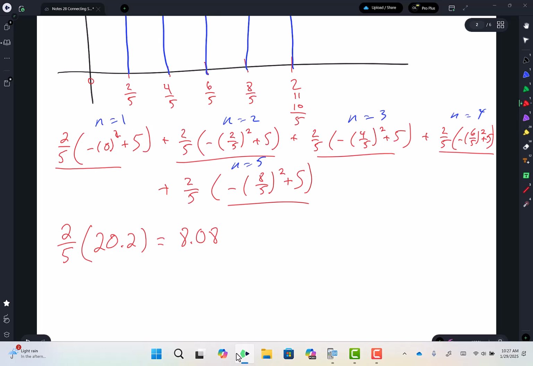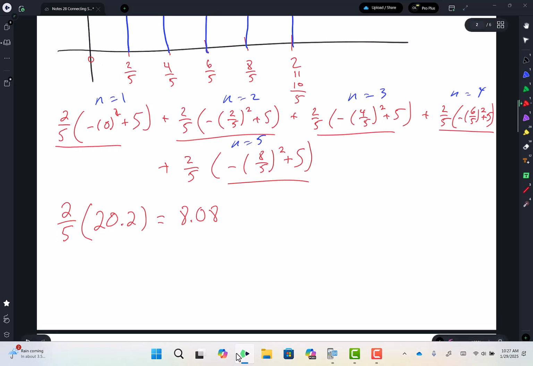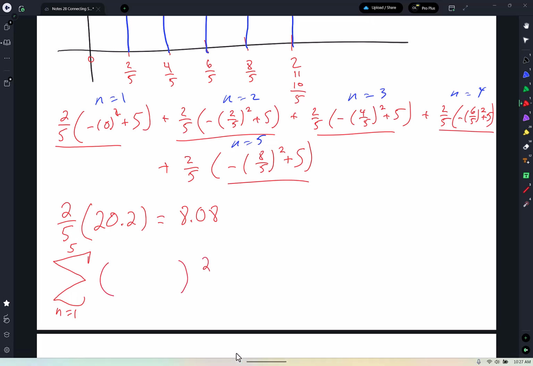So we have the same job as last time. Let's come out with a sigma notation that will give us this. I'm going to write sigma sum from n equals 1 to 5. There's 5 rectangles. And I see a 2/5 on all of them. You could put it in the front, but we usually put it in the back. But it could be in the front, the 2/5. Negative parenthesis something squared plus 5.